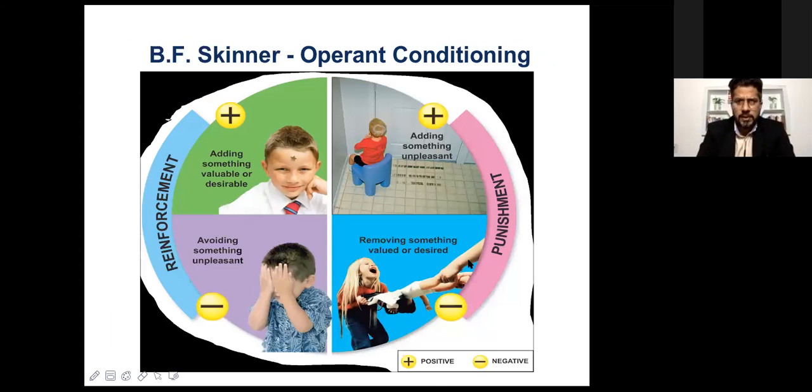All right. So he came up with two components, reinforcement and punishment. Reinforcement and punishment are divided into two different categories. There is positive reinforcement and negative reinforcement, and there is positive punishment and negative punishment. Now let's look at reinforcement, the reward part of it. If the child is doing something good, you're adding something valuable, desirable. Like giving him a star, or giving something that he loves doing, that is a reward which would help that behavior to increase.